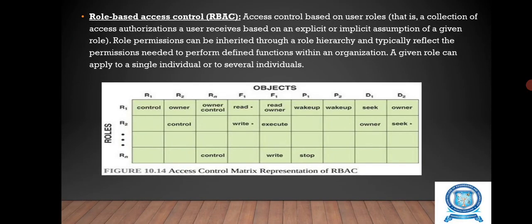Role-based access control, that is RBAC, is access control based on user roles, that is a collection of access authorizations a user receives based on an explicit or implicit assumption of a given role. The role permissions can be inherited through a role hierarchy and typically reflect the permissions needed to perform defined functions within an organization. A given role can apply to a single individual or to several individuals. So this is a diagram showing the access control matrix representation of RBAC, that is role-based access control. So how the control is given by the owner.